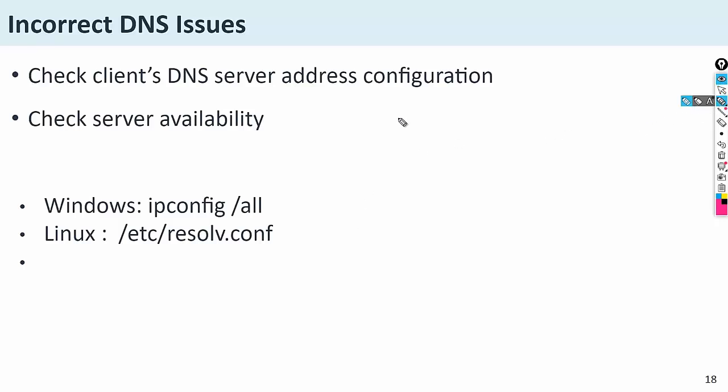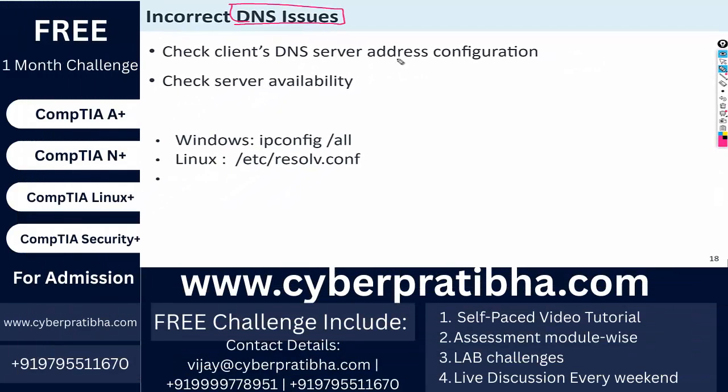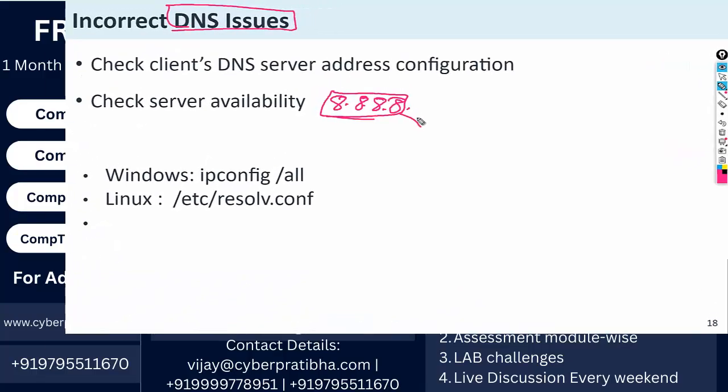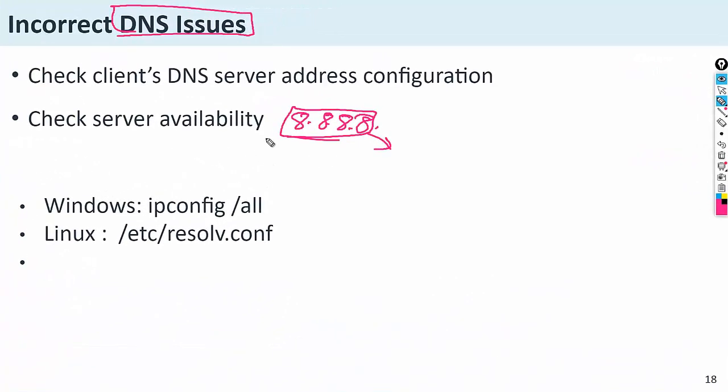So how can you check for an incorrect DNS issue? If there is an incorrect DNS server address configuration, then you cannot communicate outside of the network. So how can you check? For example, you have put in the DNS server IP address. You will try to ping it. If you are able to ping it, it means your DNS configuration is properly in place.